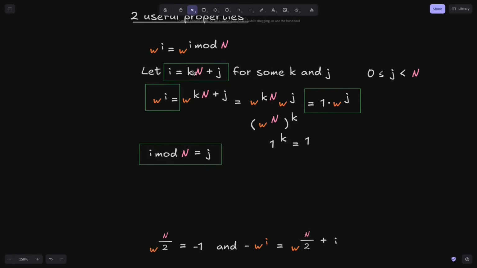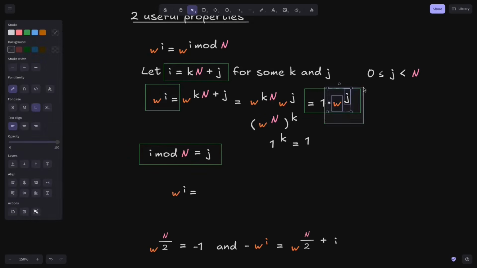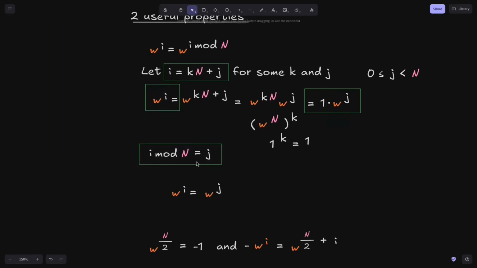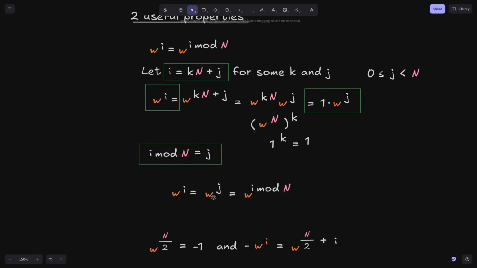Okay, now we can put all of these green boxes into a single statement. So starting with w^i, we know that this is equal to w^j. But from this equation, we know that j is equal to i mod n. So now we have our final equality, that w^i is equal to w raised to the power of i mod n. What this statement really says is that w raised to the power of i wraps around after multiples of n. Okay, that's the first useful property.